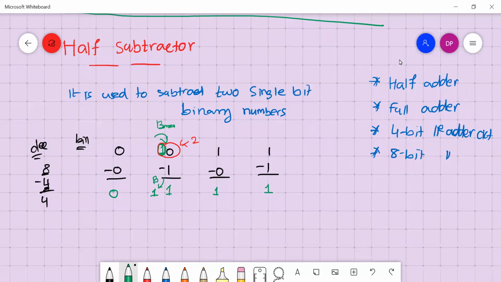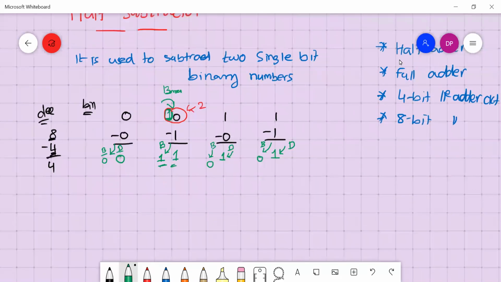Borrow is also 1. In other subtractions like 0 minus 0, is it producing any borrow? No. Borrow is 0 and difference is 0. For the case 1 minus 0, difference is 1 and borrow is 0. For 1 minus 1, difference is 0 and borrow is 0. But for 0 minus 1, borrow is 1 and difference is also 1. So let's put this in tabular form, right?